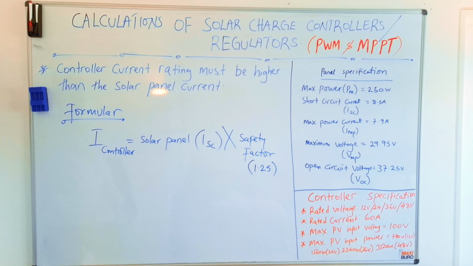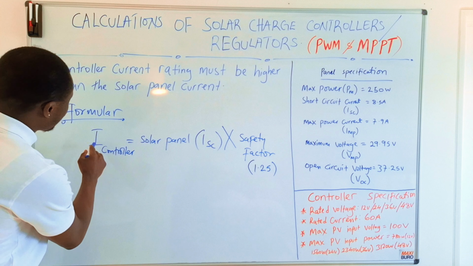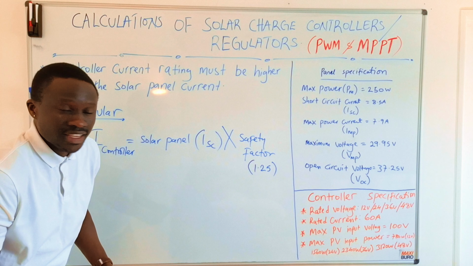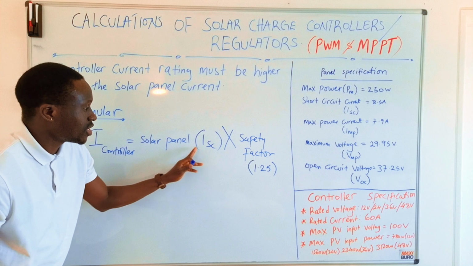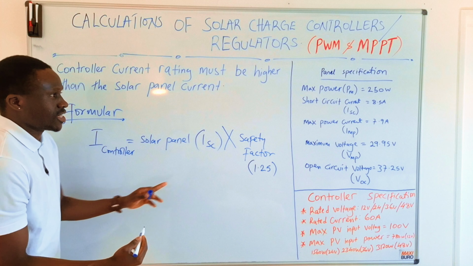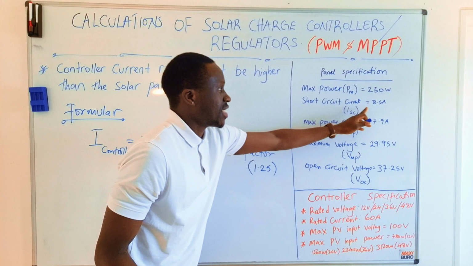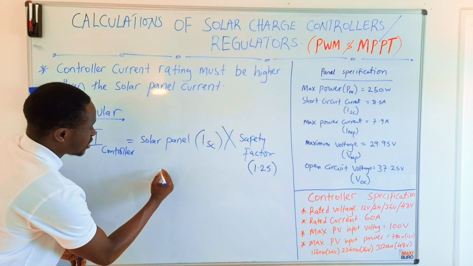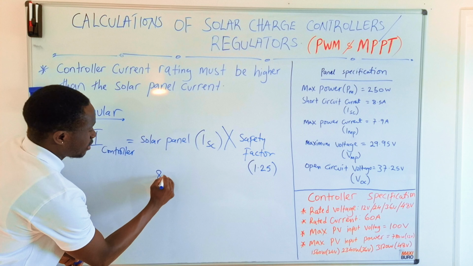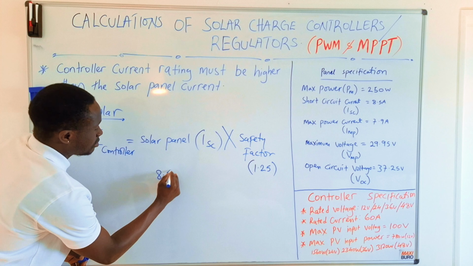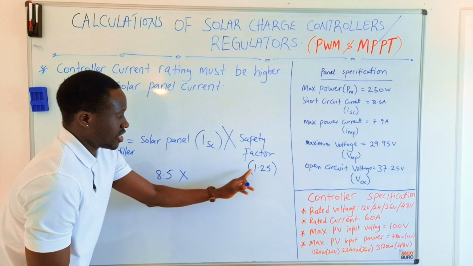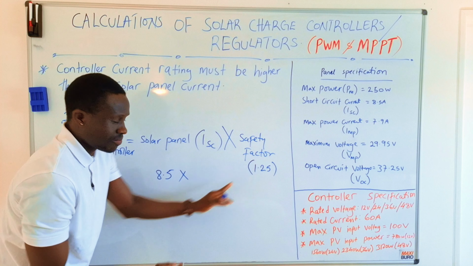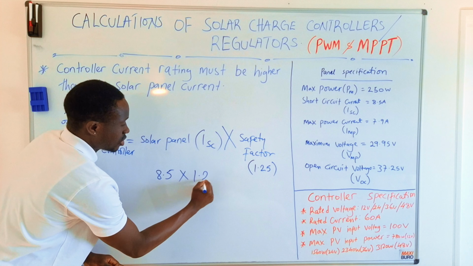Now let us see. If the solar panel short circuit current equals 8.5 amps, times the safety factor, which is 1.25.